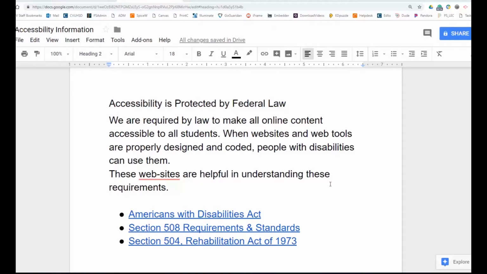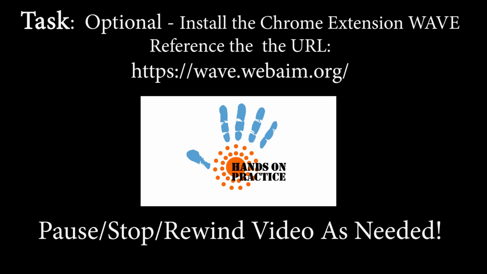Accessibility is protected by federal law. We are required by law to make all online content accessible to all students. When websites and web tools are properly designed and coded, people with disabilities can use them and access them. Please check the Americans with Disabilities Act website, Section 508 Requirements and Standards, as well as Section 504 Rehabilitation Act of 1973. These are only some resources that are provided to you in this training. Feel free to do your own research and find out more about the accessibility and federal law related to making content accessible online to all students.